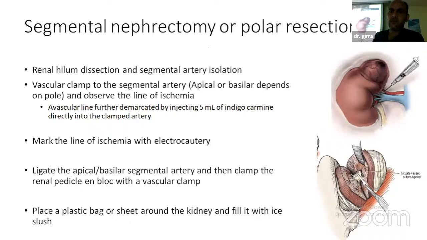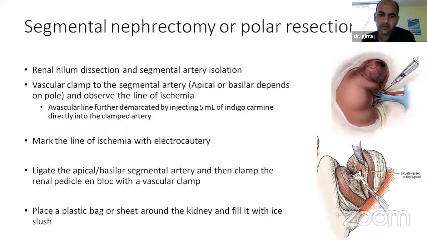Segmental or polar nephrectomy: when the tumor is present on the upper or lower pole, a segmental or polar partial nephrectomy is done. The renal hilum is dissected, segmental arterial isolation is done, the isolated segmental arteries are clamped, and the tumor is excised. Mark the line of ischemia with electrocautery, ligate the apical and basal segmental arteries, then clamp the renal pedicle and block with the vascular clamp.